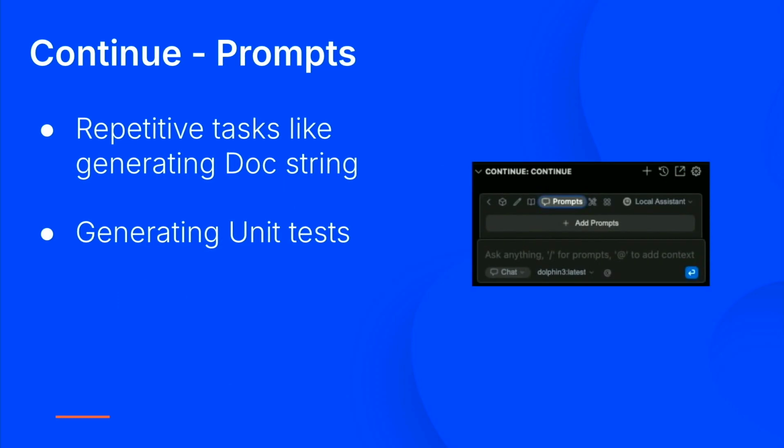Another one is the prompts, for repetitive tasks that you want the AI to do, like generating the doc block or generating UI or unit tests.